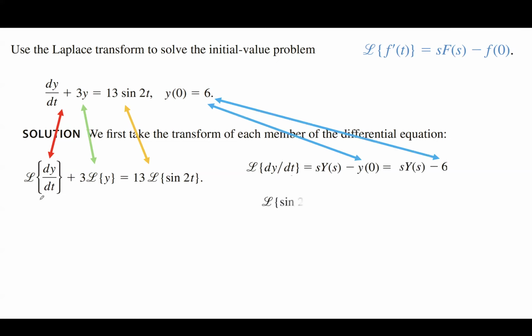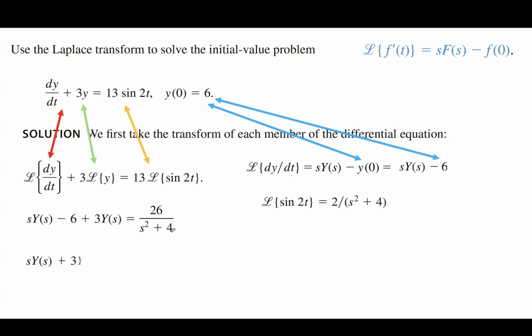Now, let us calculate the Laplace of sine 2t. This is, as you remember, 2 divided by s squared plus 4. Now, on the left-hand side, we're going to substitute for the Laplace of y prime, which is s times Y of s minus 6, plus 3 times Laplace of y, which is 3 times Y of s. And on the right-hand side, you have 13 times 2 divided by s squared plus 4.